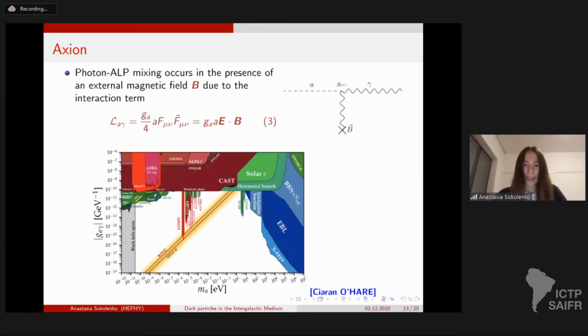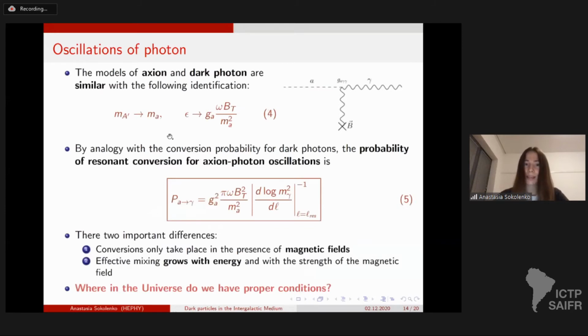Now I would come to axions. Why do we consider axions here? Because what I just talked about for dark photons is very similar to the case for axions, and now I will explain in which way. So axions, again, as with dark photons, can convert into photons, but they can do it only in the presence of magnetic fields. That's one important difference between these two models, but it's very similar to what we just discussed.